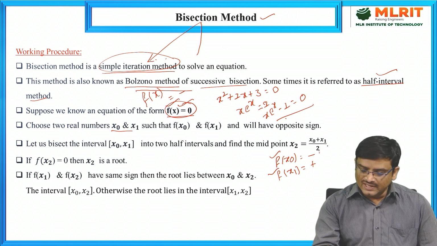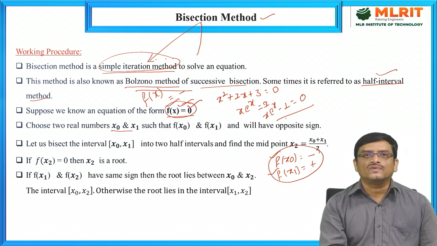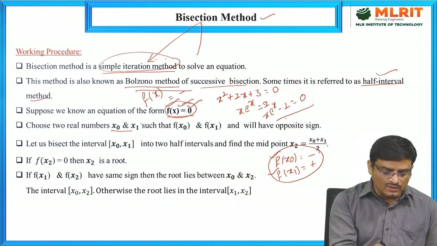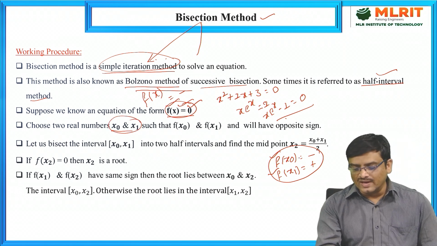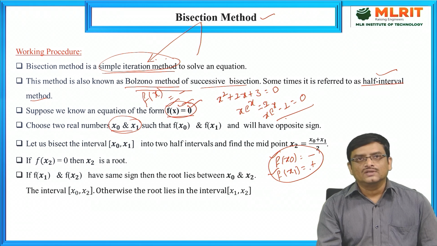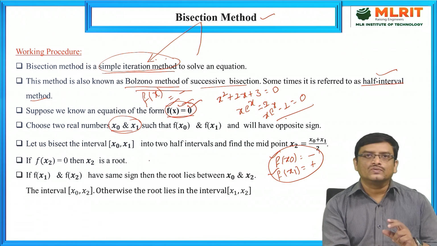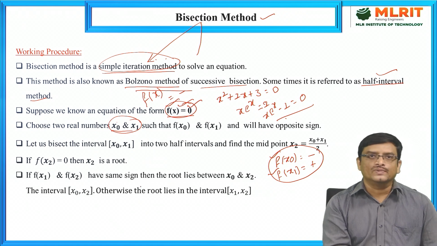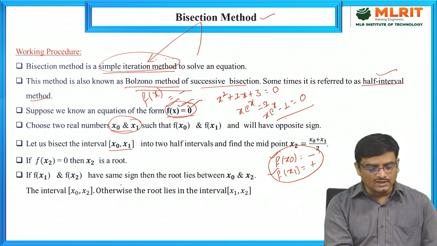This indicates that whatever root we are going to find for the equation f of x is equal to 0, that root lies between these two numbers. Whenever we have function values with opposite signs, we consider that the root lies between these two real numbers. So now this is our interval x0 comma x1.